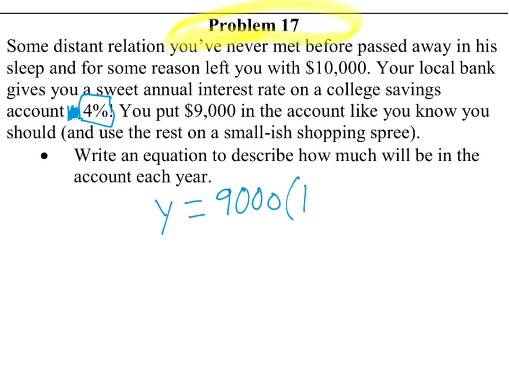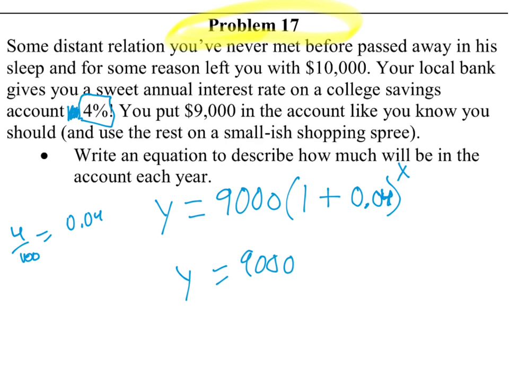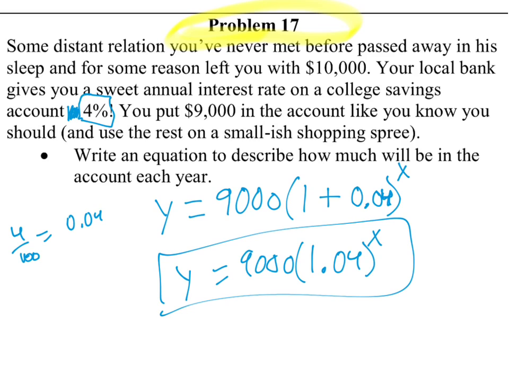And you want to start with 1, and since it is growing, you're going to add 4% as a decimal. 4% as a decimal is 4 divided by 100, 0.04. So we're going to add 0.04, and it's going to be to the x power, just any old x power there. Now we're going to combine these together, and you'll get y is 9,000 times 1.04 to the x power, and there you go. I'm okay if you skip writing this out and just jump straight to that. We're getting used to that.